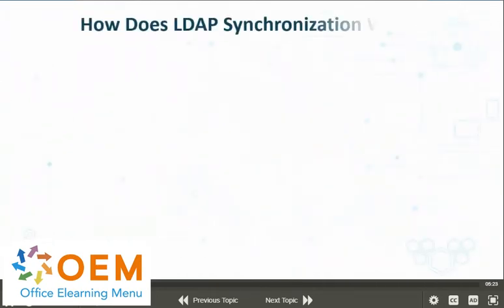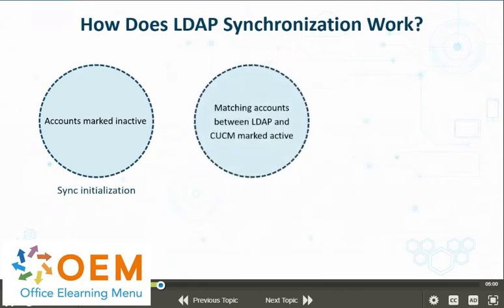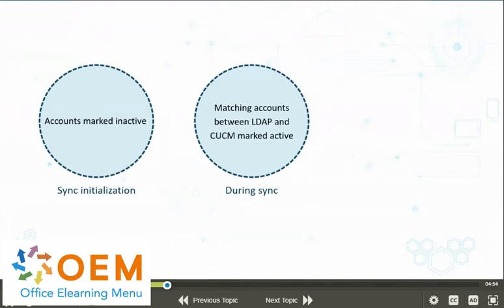Let's look at the step-by-step process of LDAP synchronization. First, we have sync initialization. LDAP accounts are imported to CUCM. CUCM end user accounts are activated with updated data, or a new end user account is created. Pre-existing accounts previously synchronized, if any exist, are marked inactive. During sync, accounts in CUCM that match an LDAP account are marked active.